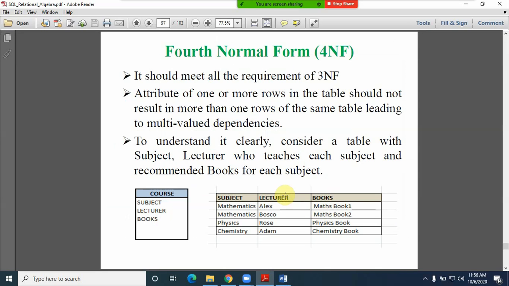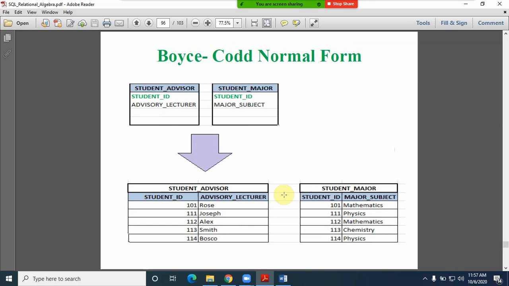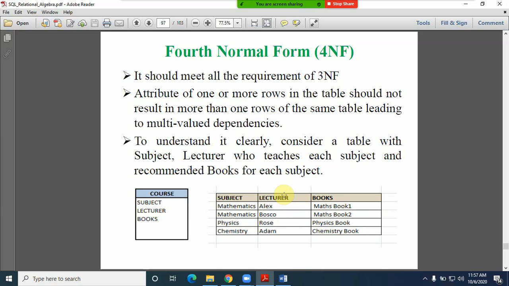Okay, hope this is clear, friends. Any doubts, please let me know, because the main important point of the fourth normal form is no multi-valued dependencies while working with any table. That table should not end up with multi-valued dependencies of the same table, leading to reference of two rows in multiple columns, not in a single column.